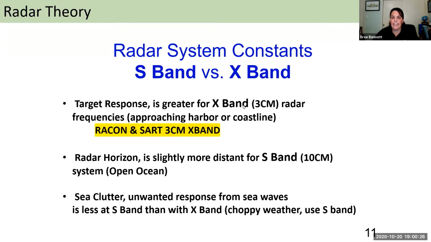So when you're looking at the X-band radar, it's more of your harbor, your close range radar. You can see your Raycons and your SARTs using your X-band, and your S-band is more for deep ocean sailing, used in choppier weather, so it's not as affected by that sea clutter or that rain clutter.